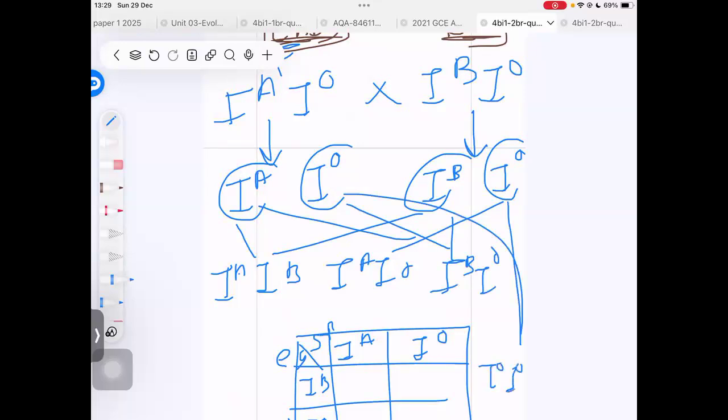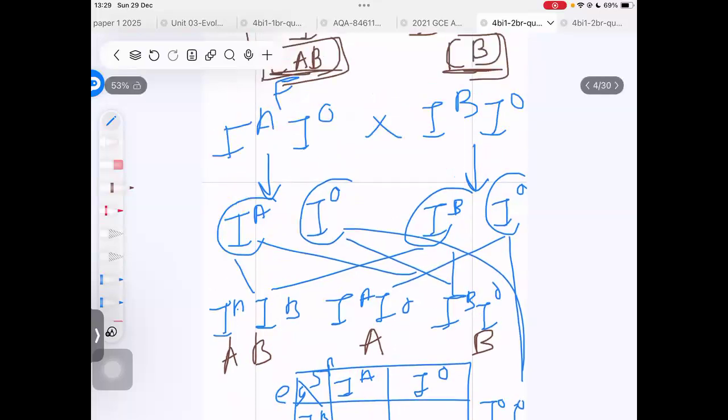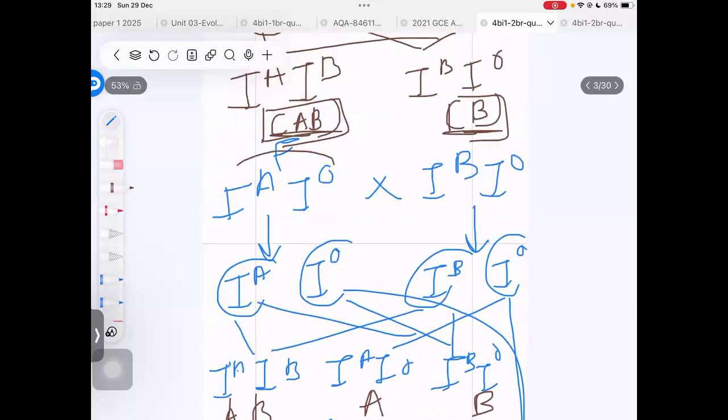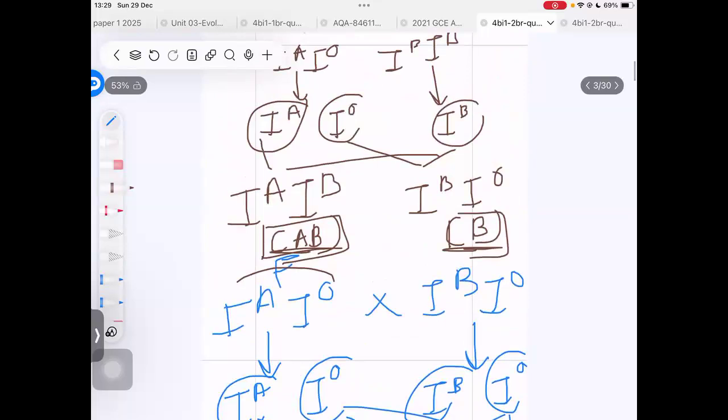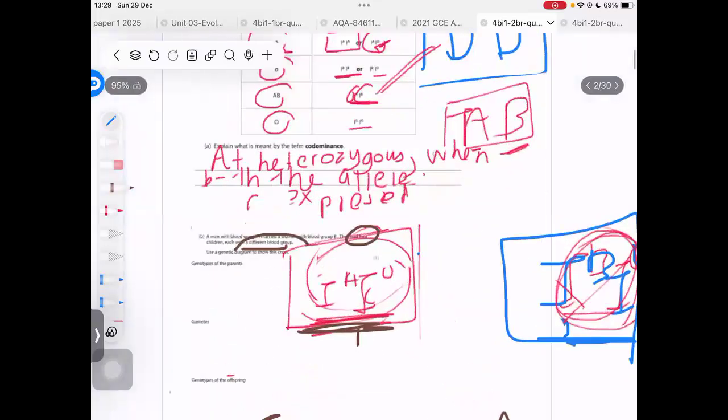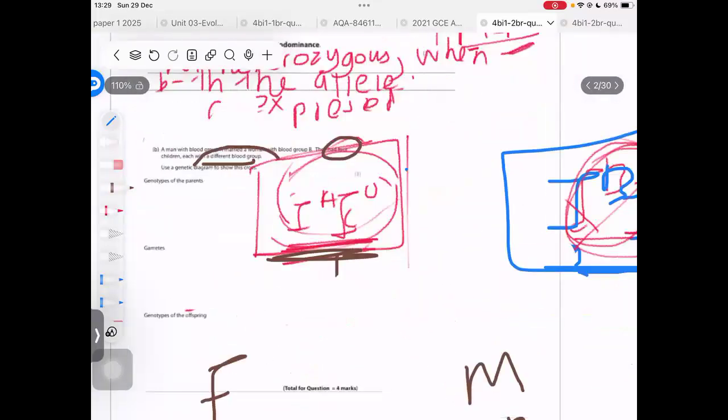So you can see here the blood group is AB, here the blood group is A, here the blood group is B, here the blood group is O. So you can see this is the cross that gives us four different phenotypes, or basically four different blood groups, right? So what is going to be the father's genotype?